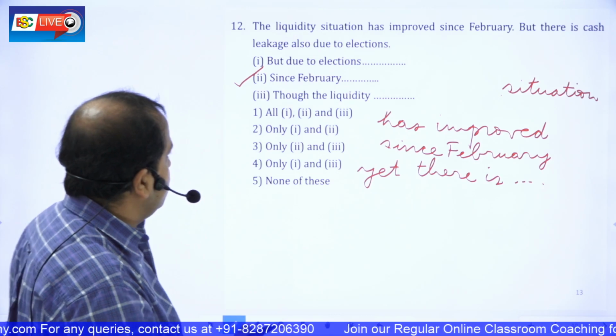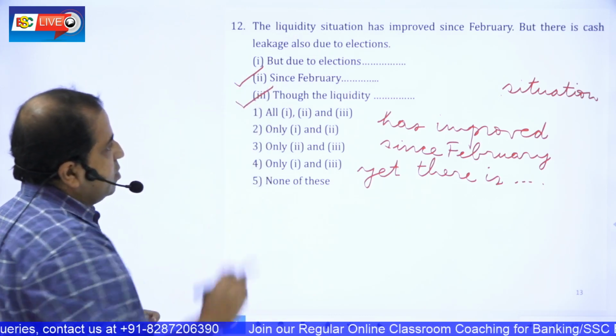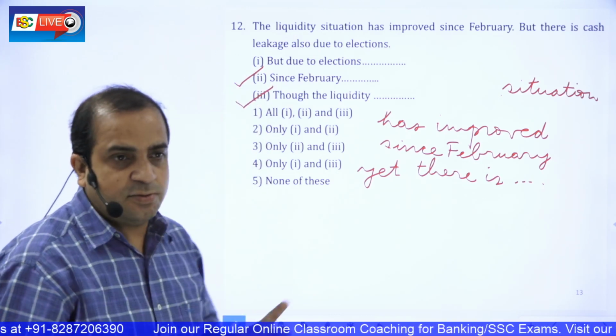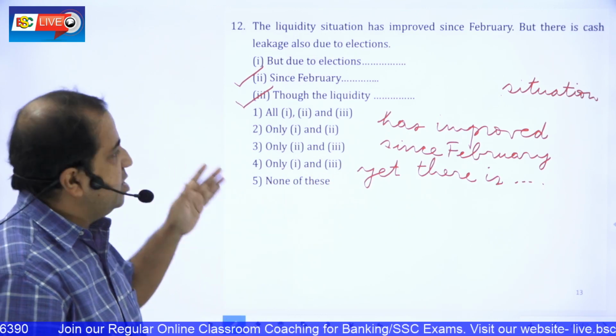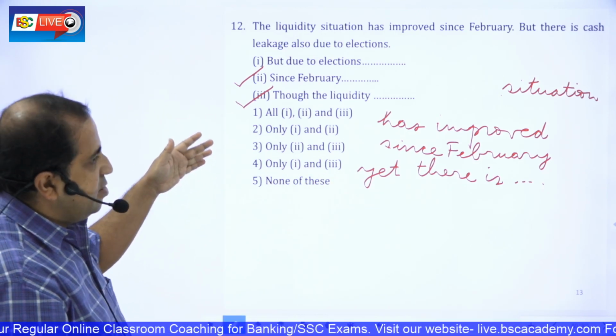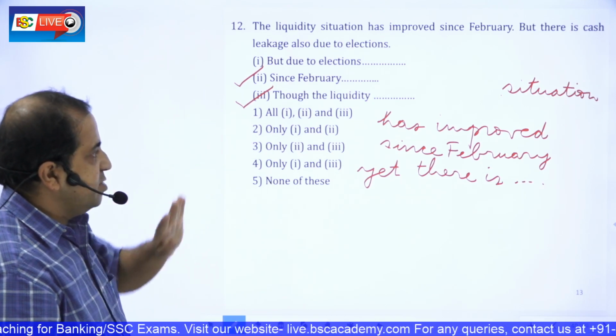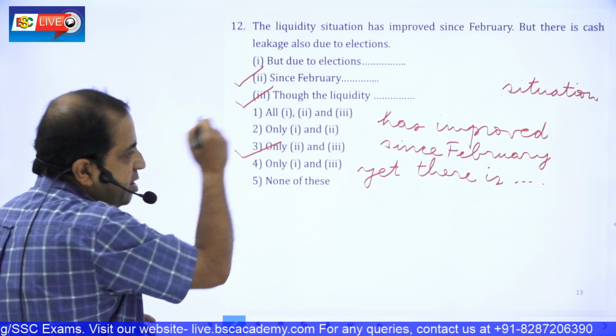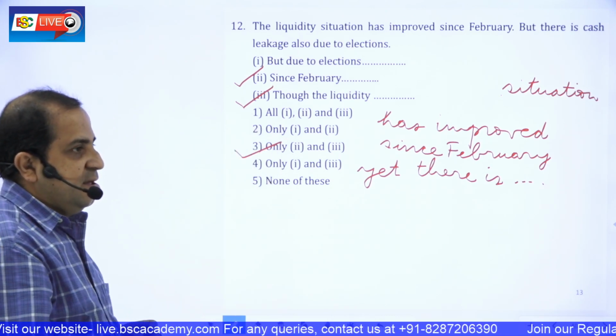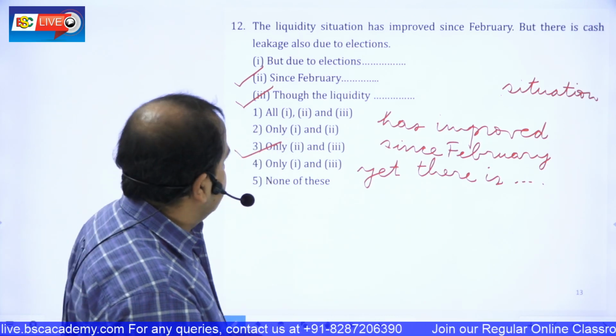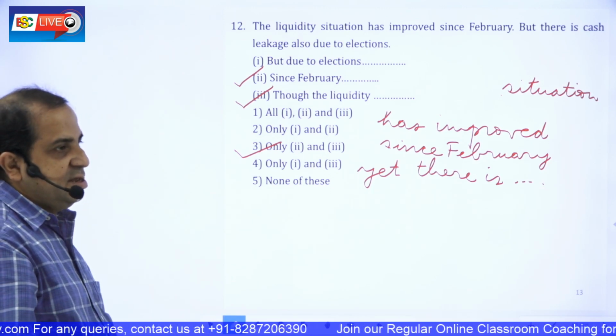Let us now move. So this sentence is also correct, as we have seen. So question number 12 का answer है 2 and 3. Since February वाला भी sentence भी हो रहा है and though the liquidity से भी हो रहा है, so our answer will be 12 का 3. Let us now move on to the next question. Question number 13.